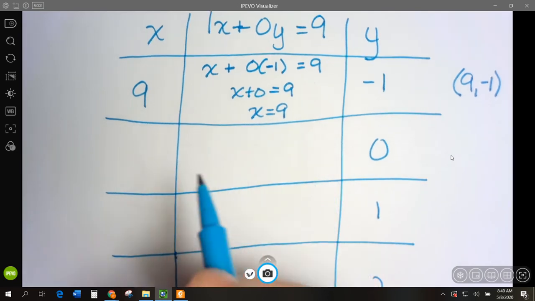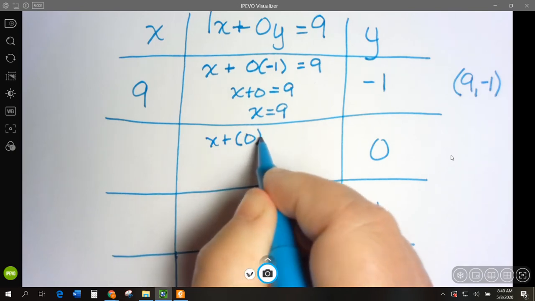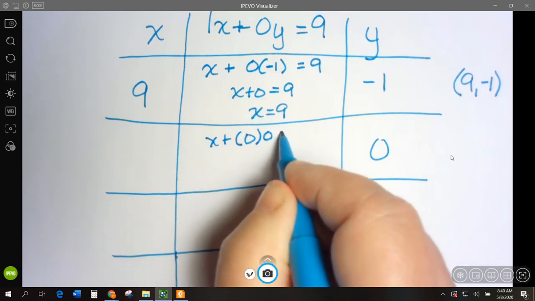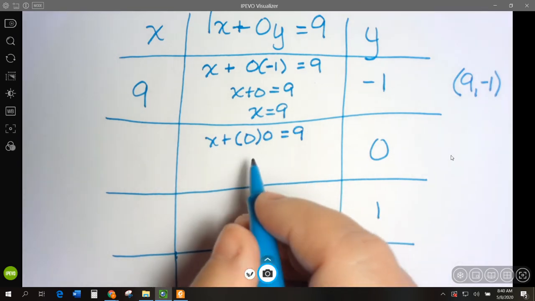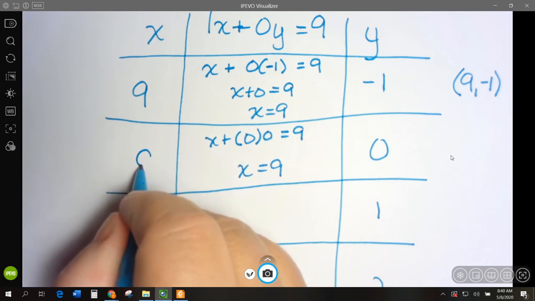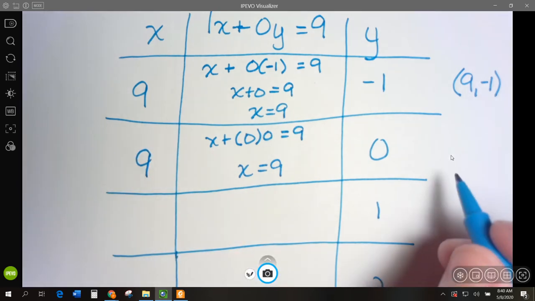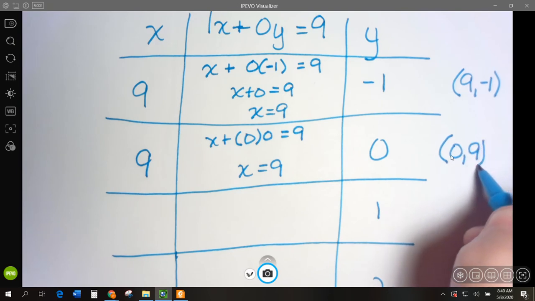What if y is 0? We'd have x plus 0 times 0 equals 9. 0 times 0 is 0, so we just have x equals 9. Our coordinate points would be 9, 0.